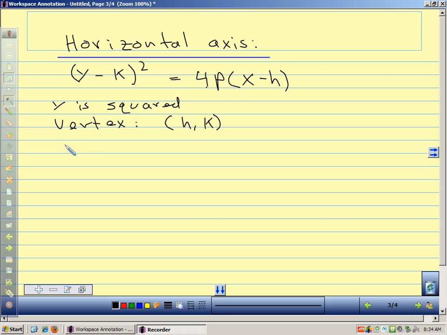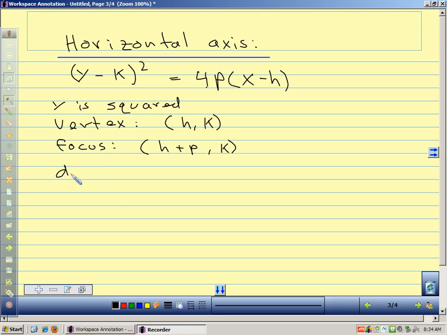Our focus, this time our focus moves horizontally. Since our axis is horizontal, our focus is going to be a horizontal movement away from the vertex. So we have to add p to h. Our focus is (h plus p, k).